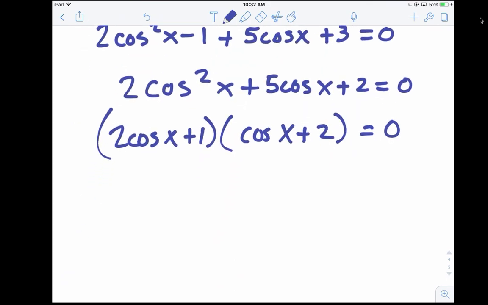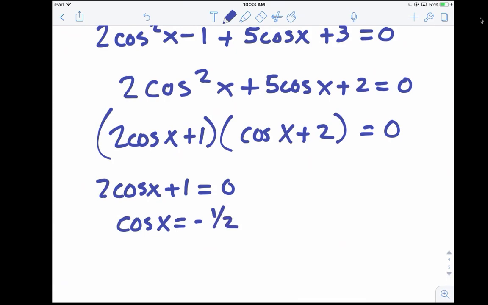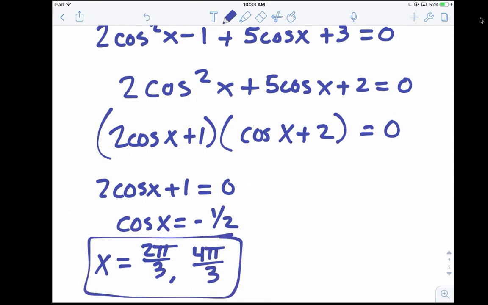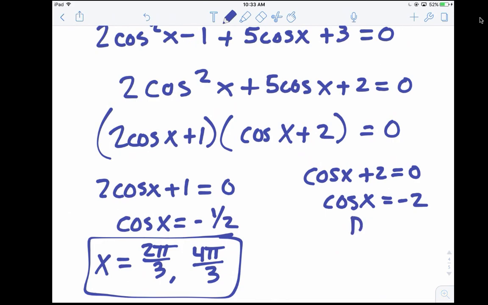All right, so your first factor, 2 cosine of x plus 1 is equal to 0. So where does cosine equal negative 1/2? So that would be at 2 pi over 3 and 4 pi over 3. And then your second factor, cosine of x plus 2 is equal to 0. Where does cosine equal negative 2? And like I said before, the range for cosine is just from 1 to negative 1, so negative 2 does not fit in there. So that does not exist. Okay, so these two over here would be your only solutions.